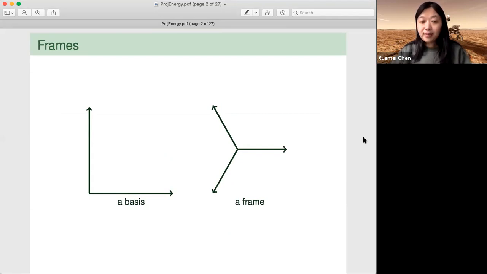So a frame is kind of an extension or generalization of a basis. On the left, I have this orthogonal basis, and on the right, it's an over-complete set of vectors. There are three vectors in R2, so that would be a frame. That's just a visualization of a frame.